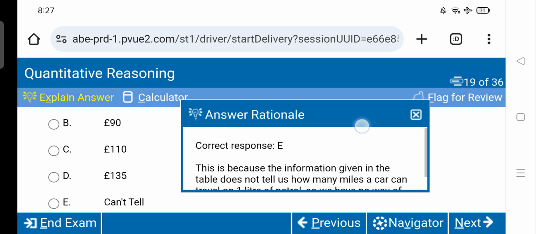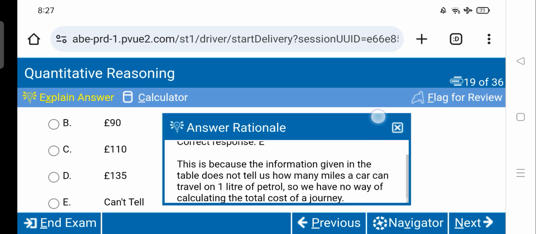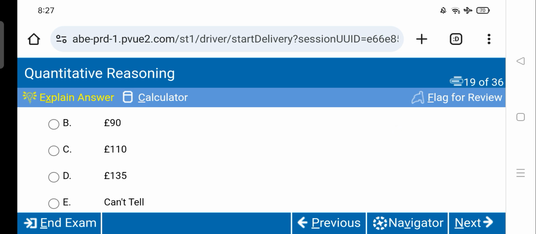So here the correct response is option E. This is because the information given in the table does not tell us how many miles a car can travel on 1 liter of petrol. So we have no way of calculating the total cost of our journey. That's why we can say that option E is the correct option, which is can't tell.